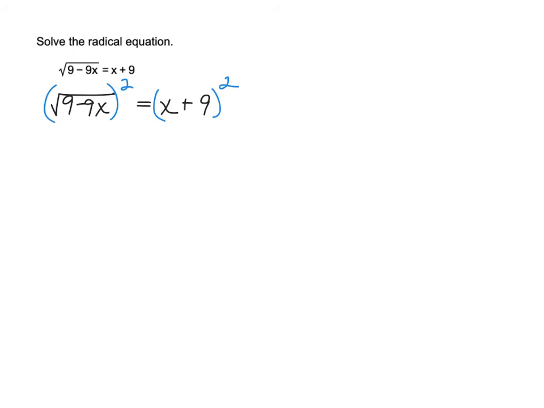Go back to black. Okay, when you square the square root, it crosses those out, right? It all cancels. Just get the 9 minus 9x. That was the quickest way to get the x out from underneath that radical sign. And then on the right side, please don't make the mistake of just saying that's x squared and 9 squared. That is not. I will erase that, undo that.